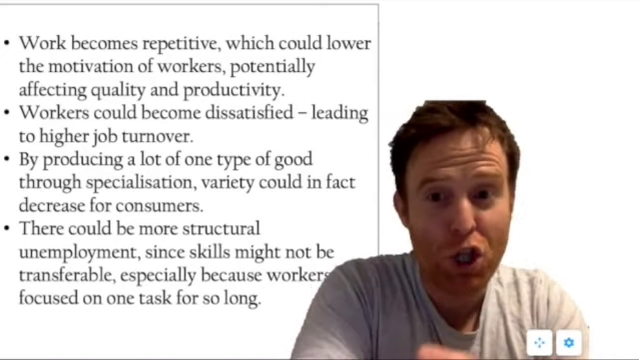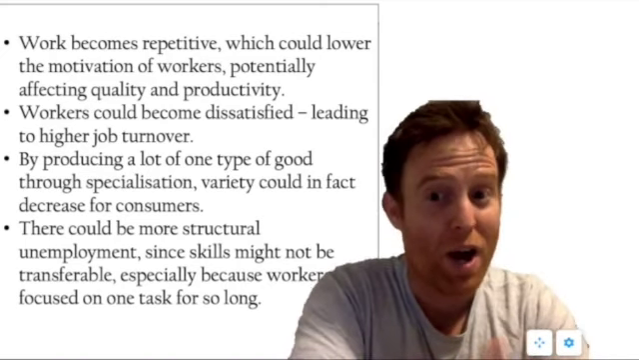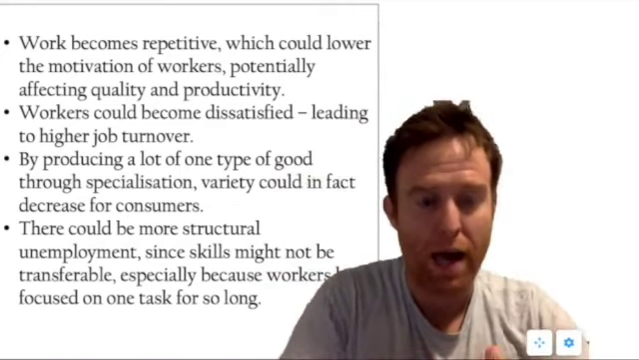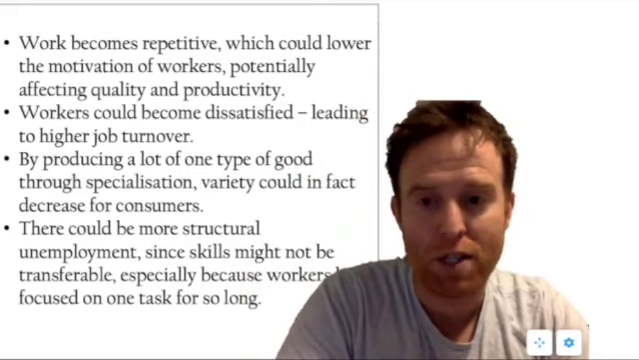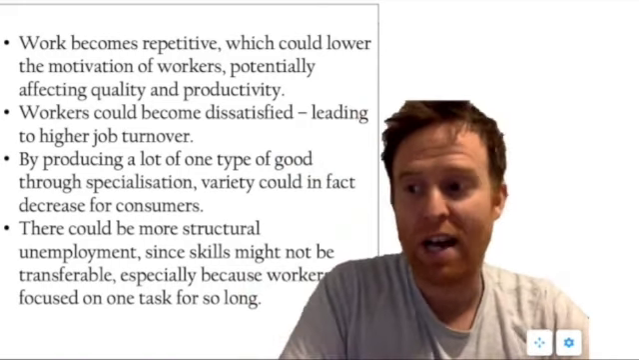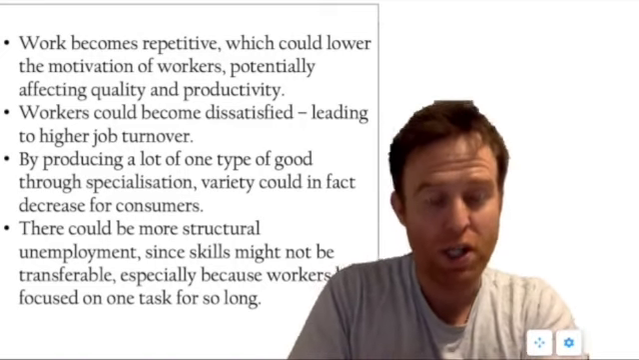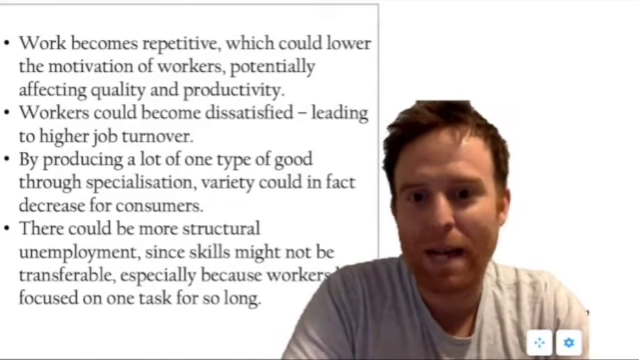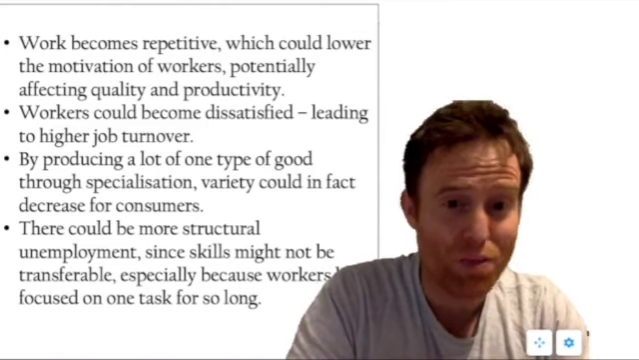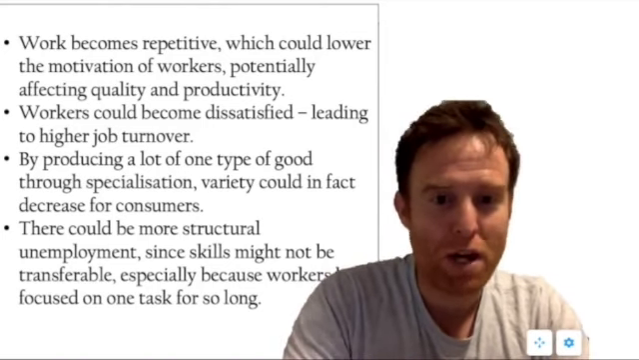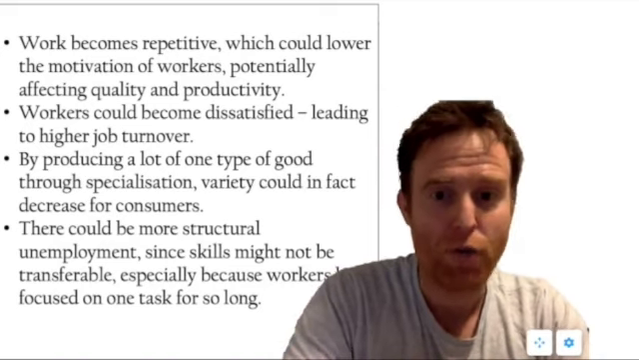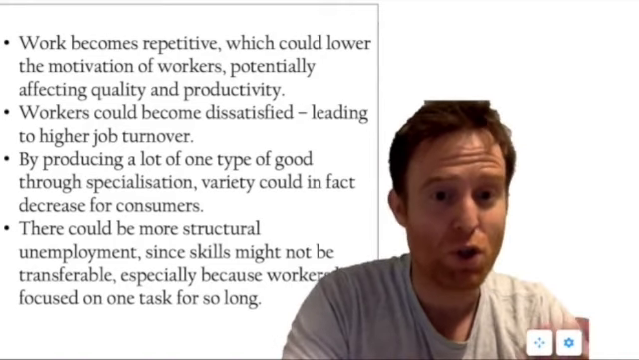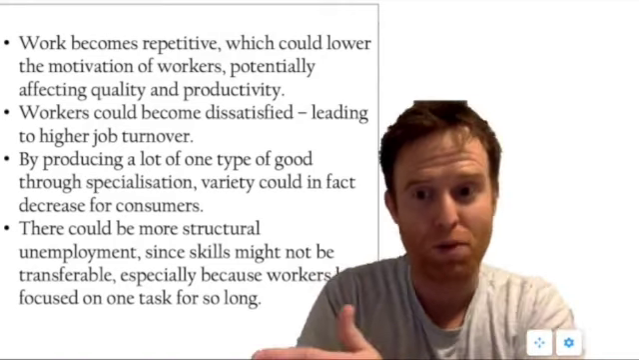Now, by producing a lot of one type of good through specialisation, variety could in fact decrease for consumers, and that's looking at a whole economy and the whole general point. So, for example, if you had a country that specialised in a certain good, and they allocated all their resources towards that good, then you might argue, well, where are they going to get their other goods from? The general answer to that is we'd have to import the goods from another country. But if there was any trade problems with that country or any economic shocks, so for example the pandemic with COVID, then does that actually limit our ability to access certain goods because we're so focused on other types of goods?